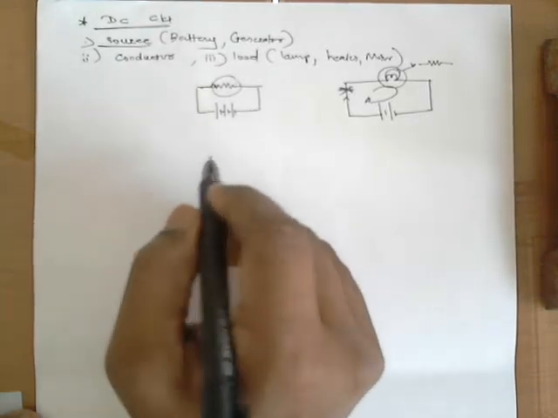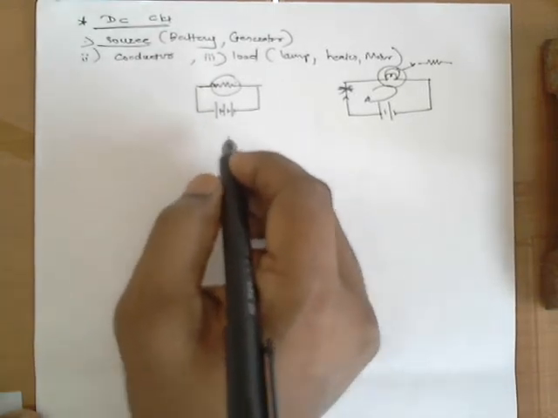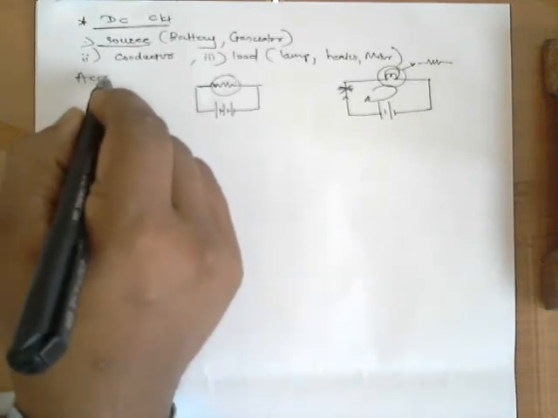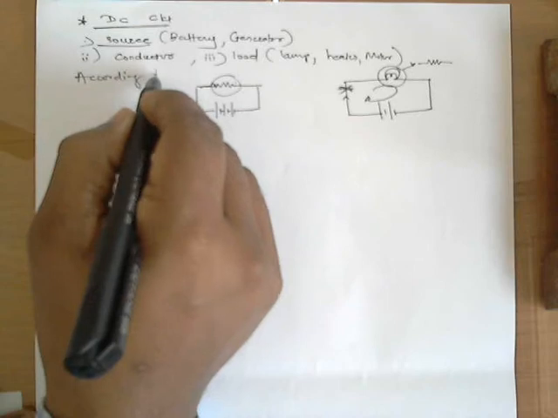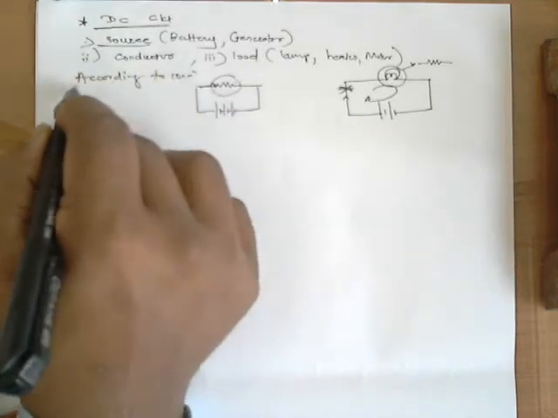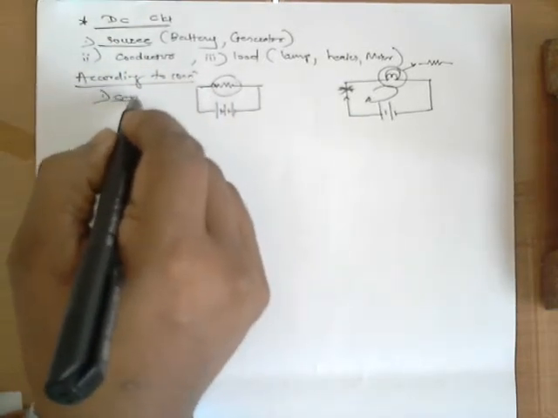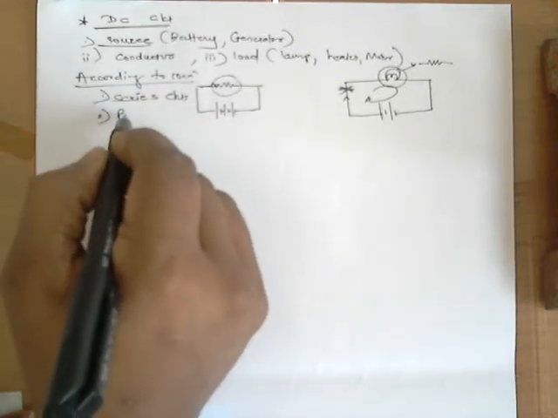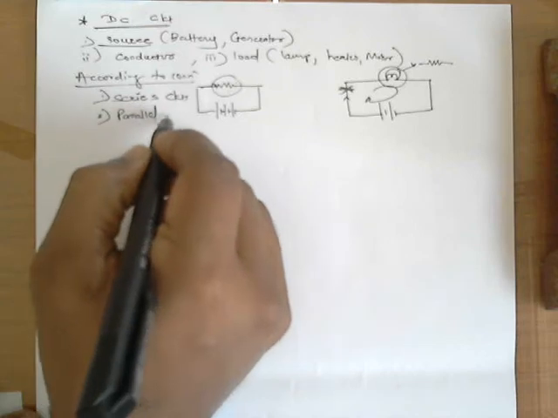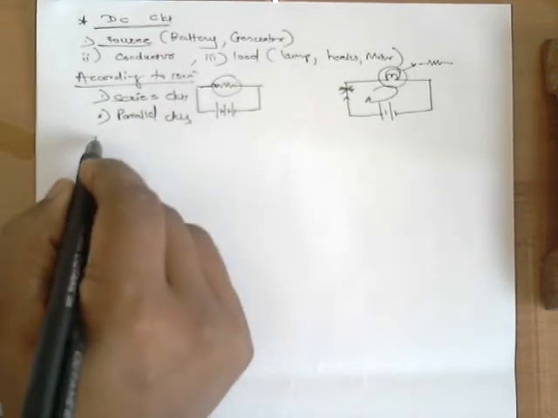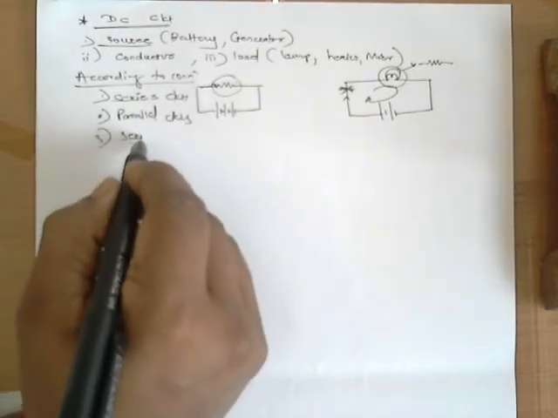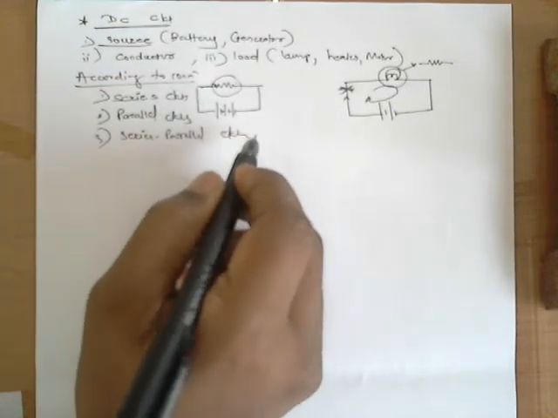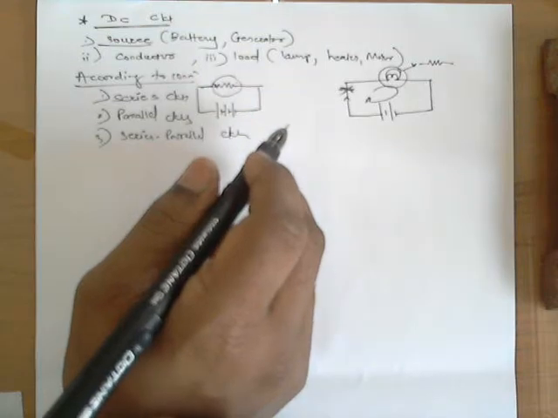So the way by which these resistances are connected, according to their connection, they are classified as series circuits, then parallel circuits, and then series parallel circuits. These are the three types of circuits.